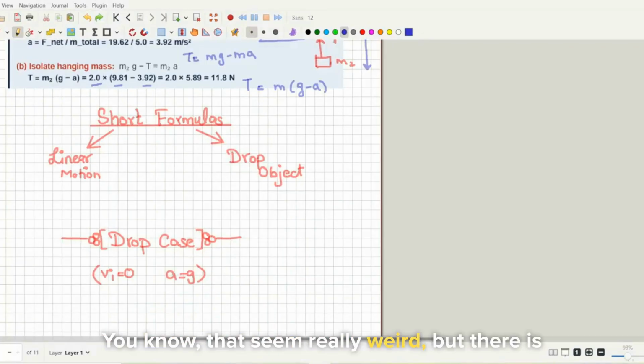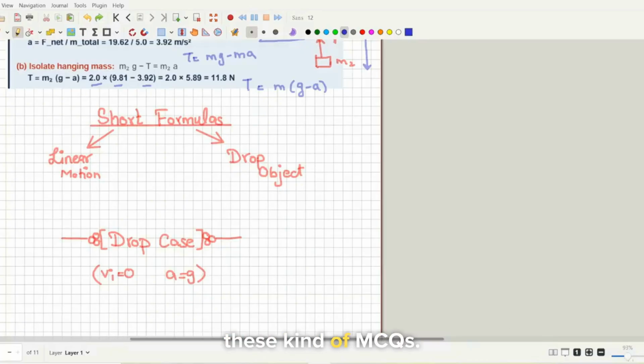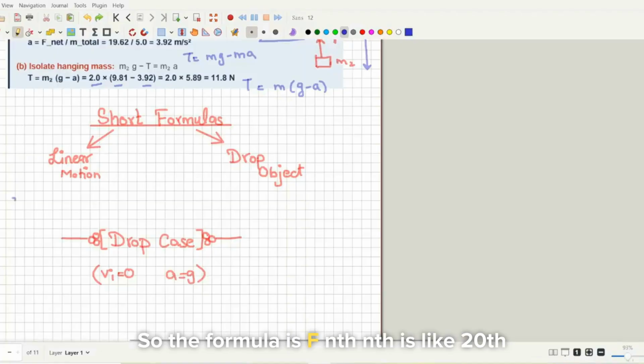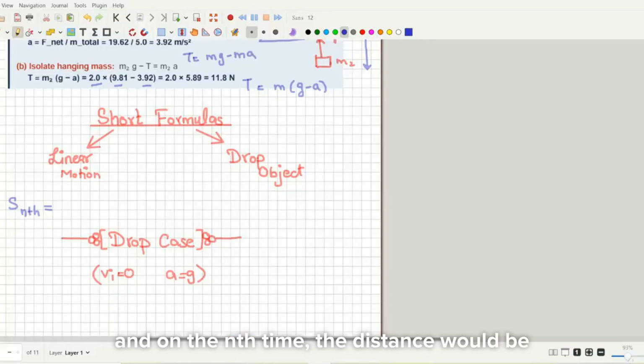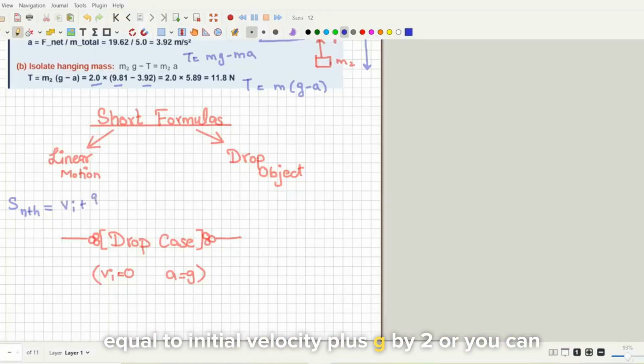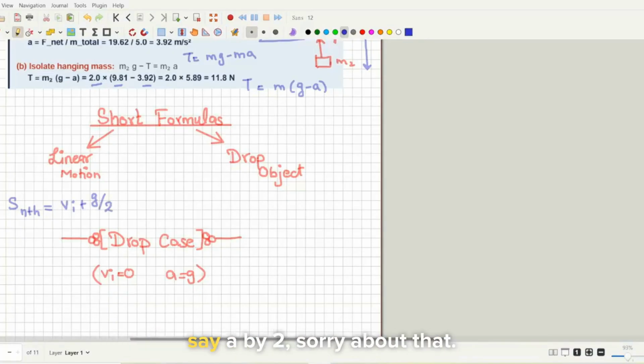That seemed really weird, but there is a shortcut formula that you can use to solve these kinds of MCQs. The formula is S nth. Nth is like the 20th minute, 20th second, or 30th second, and on the nth time the distance would be equal to initial velocity plus g by 2, or you can say a by 2.